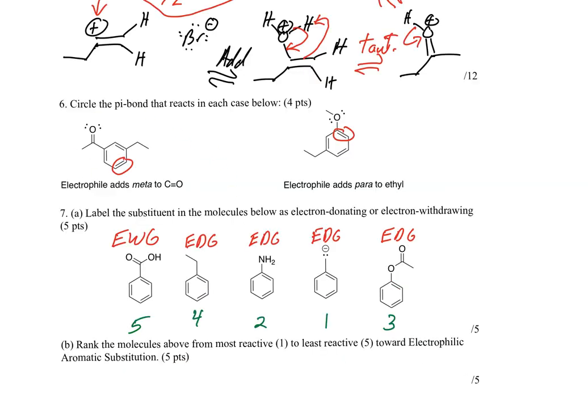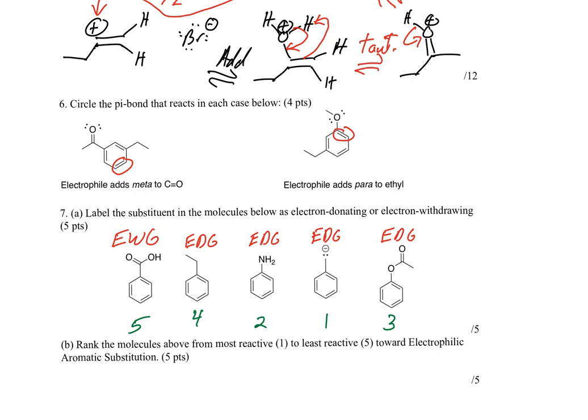Number 6 here, this one is about understanding what ortho, meta, and para mean, but also understanding where you can add things. So, as meta to the C=O, so this is the C=O. So from here, ortho, meta, and then para. But you can't add to this meta position because there's already something there. That's not a hydrogen. So you circle this pi bond, something would add there. Electrophile adds para to the ethyl. So there's the ethyl. Orthos, metas, and the para. So this would be the pi bond where the para is at. That's the pi bond that would react.